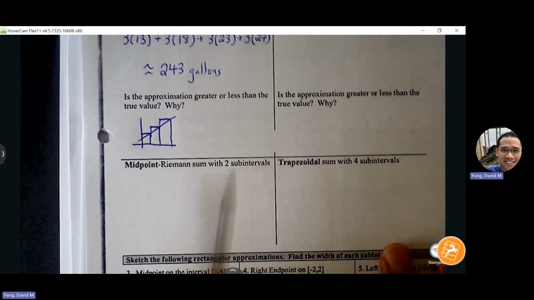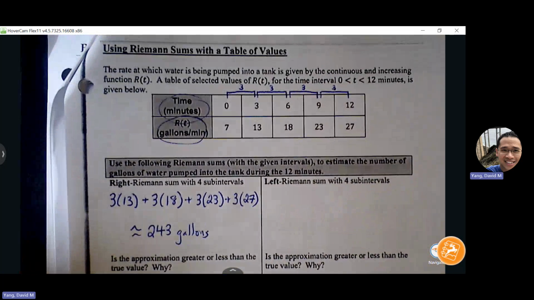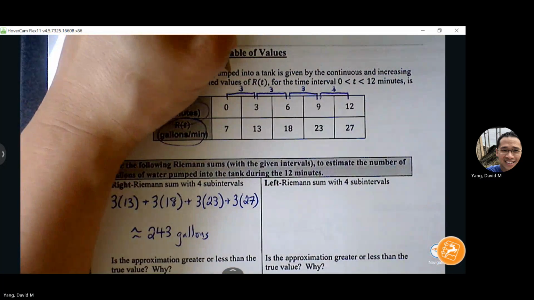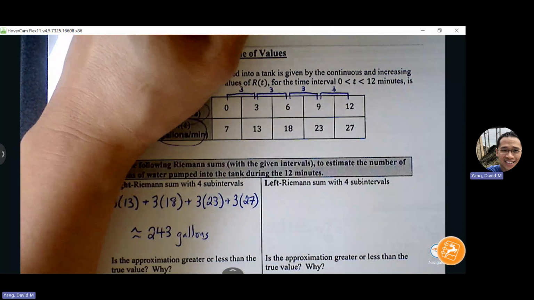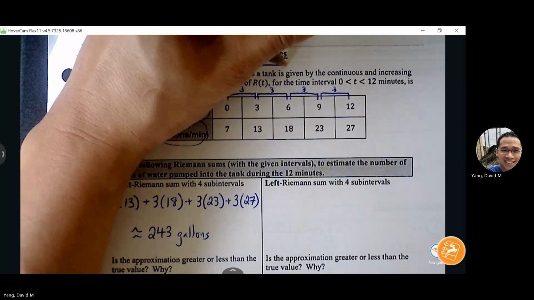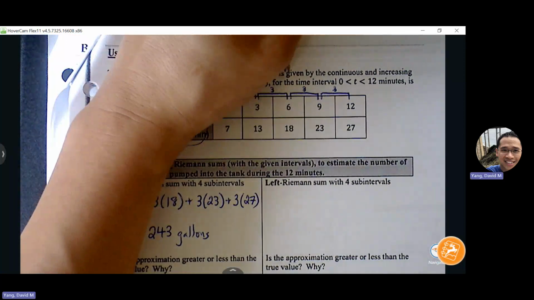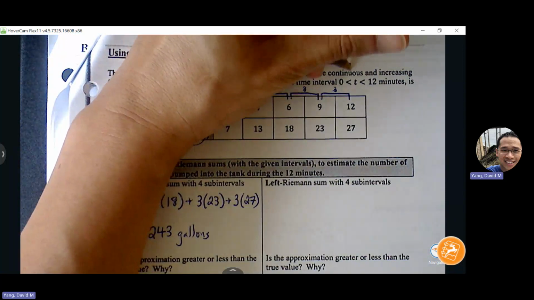We're still spanning across from 0 to 12, but we can go from 0 to 6 being one subinterval, and then from 6 to 12.